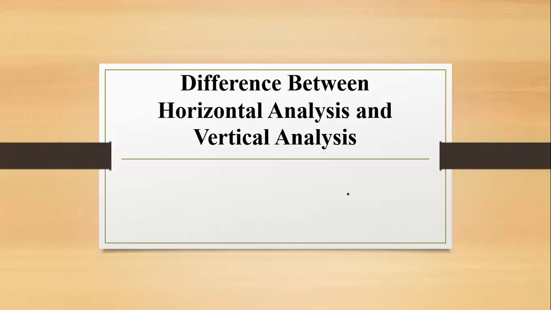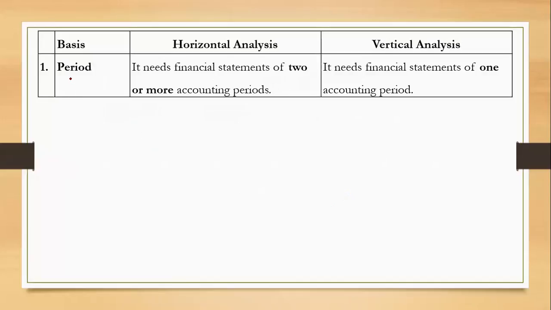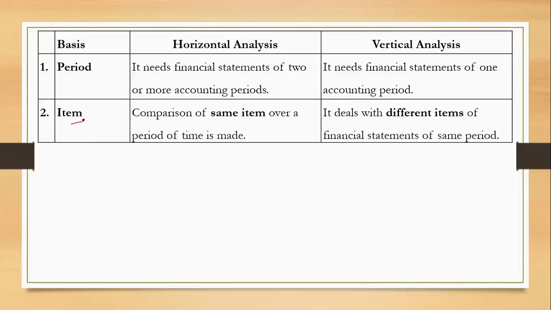Now let us go to the difference between them. Very easy to understand the difference between the horizontal and the vertical analysis. Number 1, period. How many years' information is used? In case of horizontal, we know it is 2 or more years' data, and in vertical it is 1 year data only. Next is items. In case of horizontal analysis, we have the comparison over a number of years, so it has to be the same item over the number of years. But when you talk about the vertical analysis, it is different items of the same period, right?